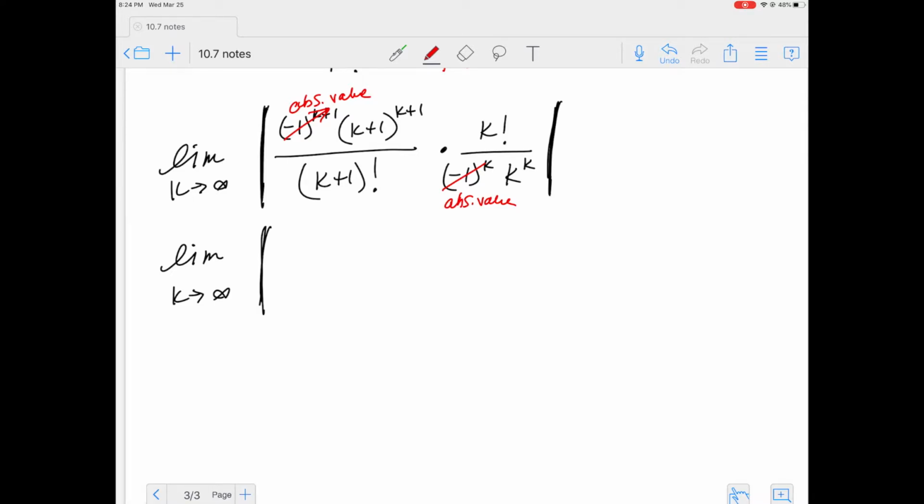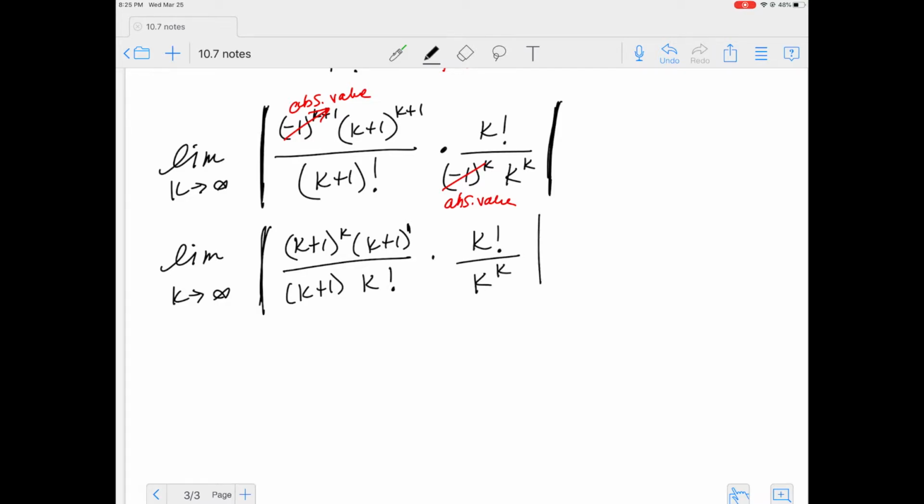But this numerator up here can be broken to be k plus 1 to the k times k plus 1, right? Because I have these like bases, we would add the exponents because that's like to the first power. Over, if I break down this factorial, I have k plus 1 times k factorial times k factorial over k to the k. Let's simplify a little bit more here. This k plus 1 takes out that k plus 1 as we simplify.